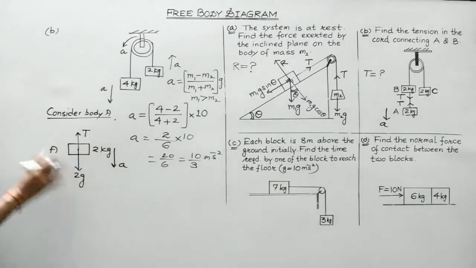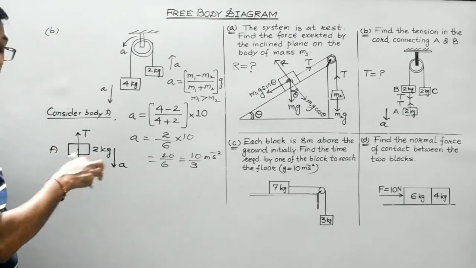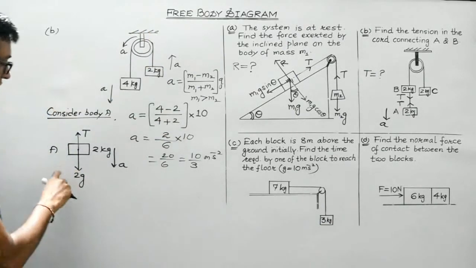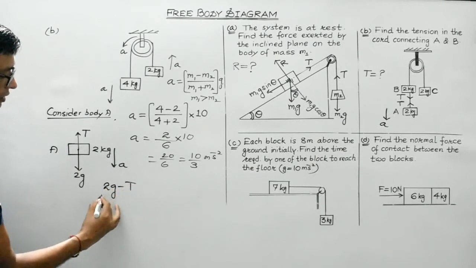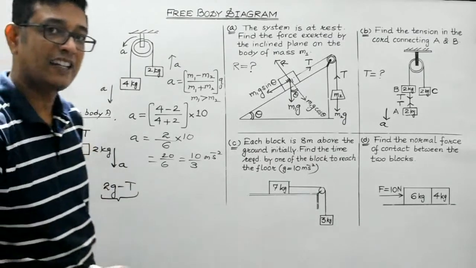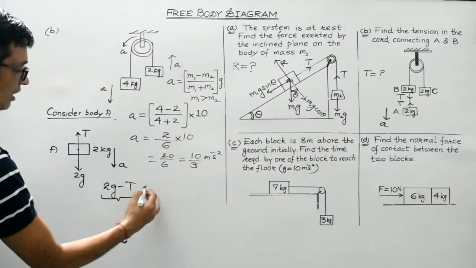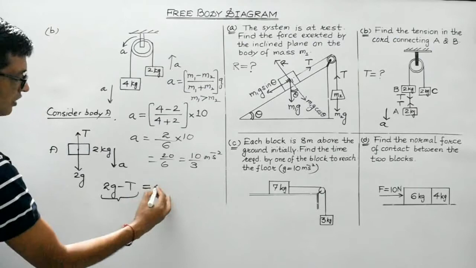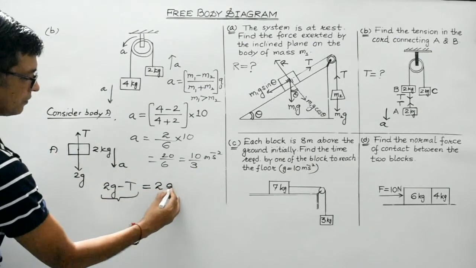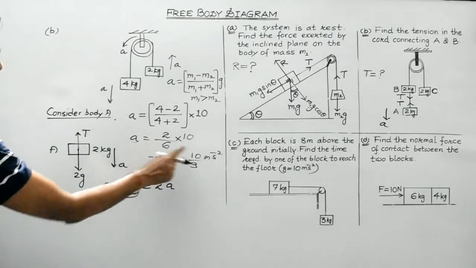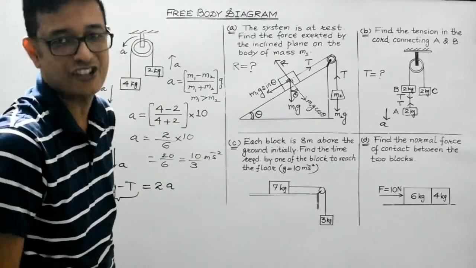So, let's consider the equation for these two. 2g must be greater than T because the body is getting accelerated downwards. So, net force is 2g minus T. This is the net force acting on this body of mass 2 kg, right? We are talking about body A. And net force is equal to mass into acceleration. Mass of this body A is 2 kg and acceleration is a. So, substitute the value of a over here and substitute the value of g as 10. We can determine the value of tension, right?